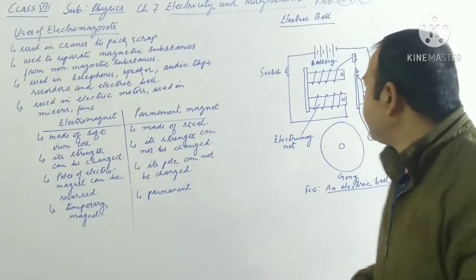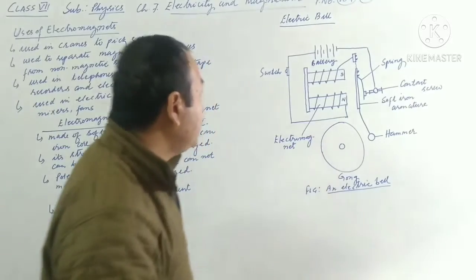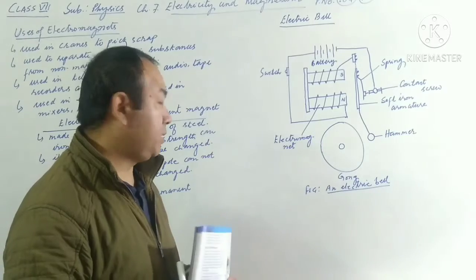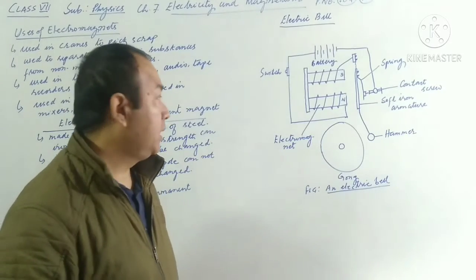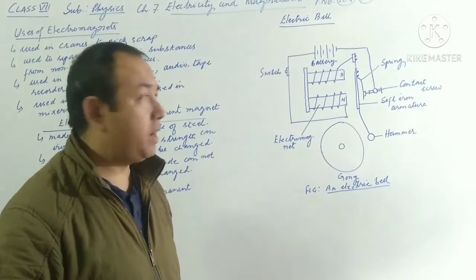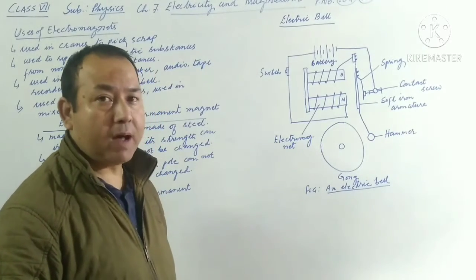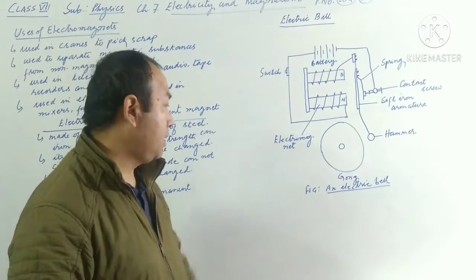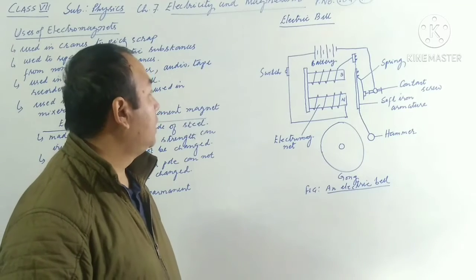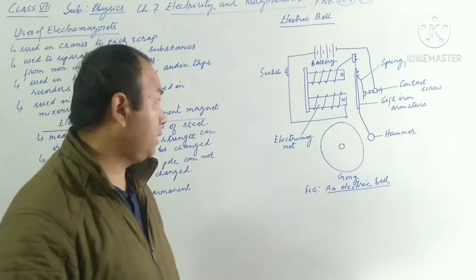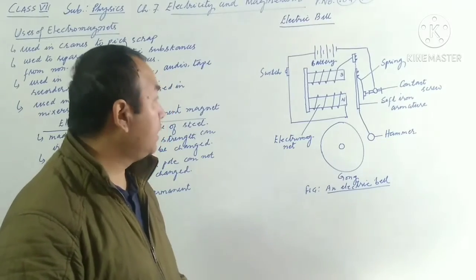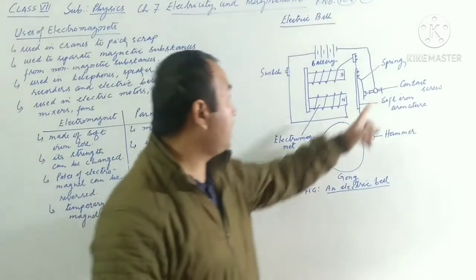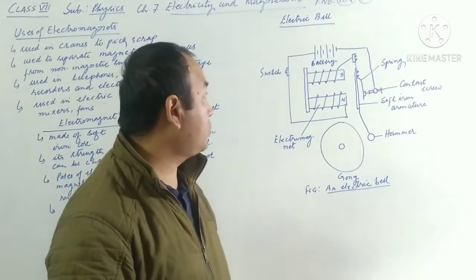Now let us study the electric bell. As I told you, it works on the principle of electromagnetism, that is, the magnetic effect of electric current. When electric current flows through a wire, it produces a magnetic field around it. On the same basis, this electric device works. First we need to understand the different parts of the electric bell. In the book it is given that it mainly consists of an electromagnet, followed by a spring, as you can see here, then the contact screw.